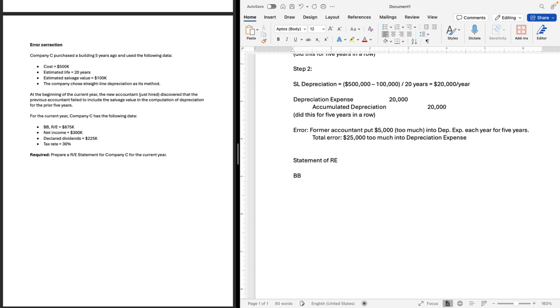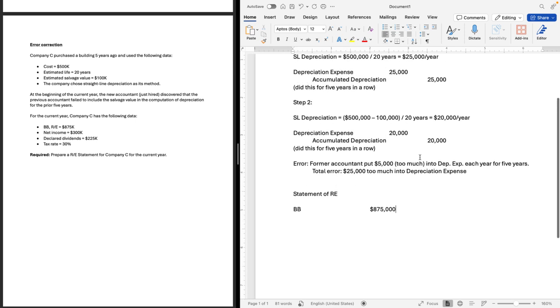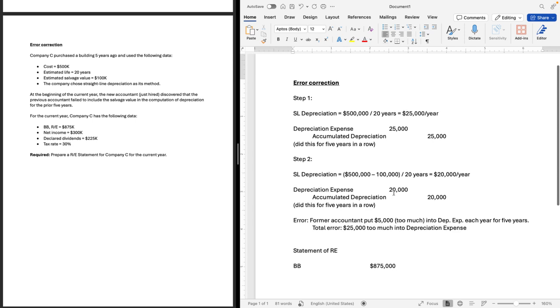And we're going to start with the beginning balance of, it says, $875,000. Now, when we make this correction, and we're going to have to correct it, the correction is going to have to go through depreciation expense because the depreciation expense account is wrong. It's off by $25,000.